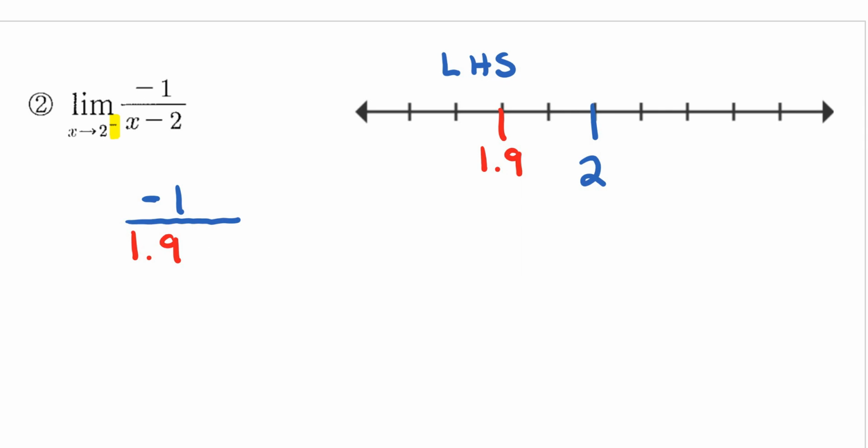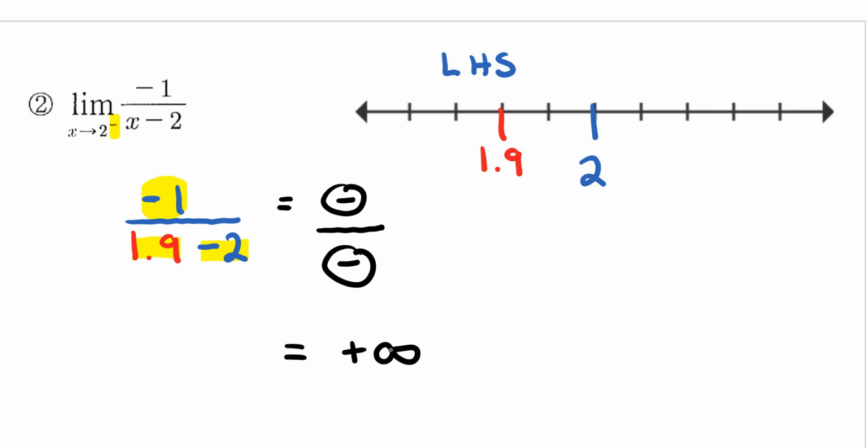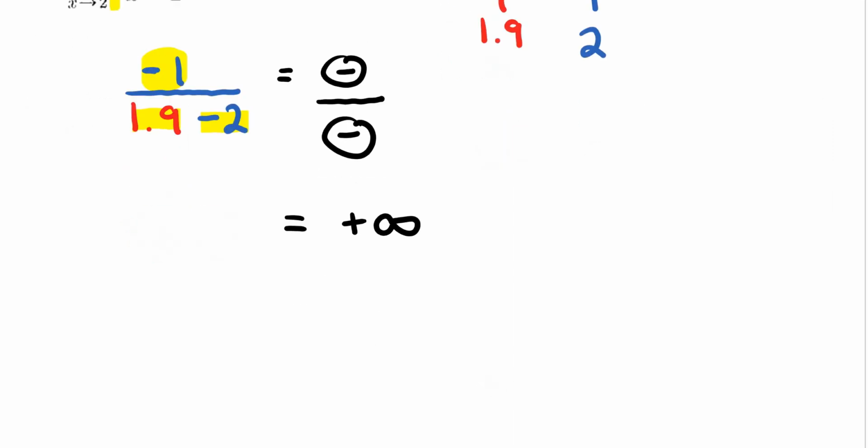1.9 minus 2. And all we care about is if the numerator and denominator are positive or negative. So if I look at the numerator here, the numerator is definitely going to be negative. And on the denominator here, 1.9 minus 2, that's also going to be negative. So a negative divided by a negative is going to be positive infinity. And that's it for question number 2.